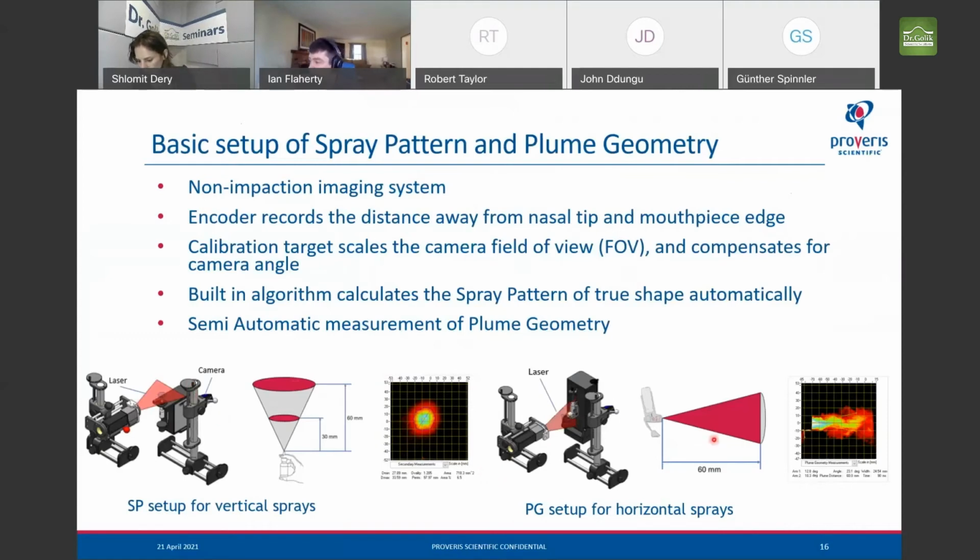Versus over here, we have a pMDI where the laser is basically cutting right through the spray. So you get this cone-shaped cross-section projection, which is what we call a plume geometry measurement.